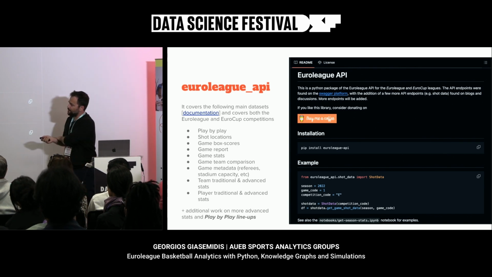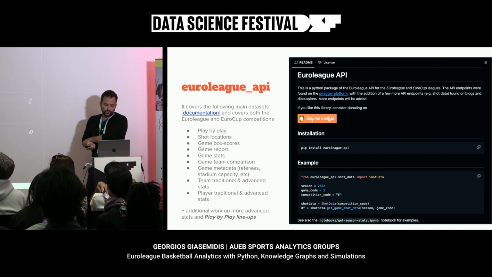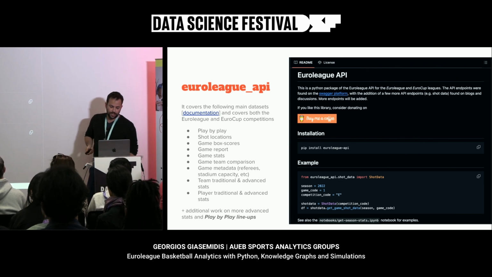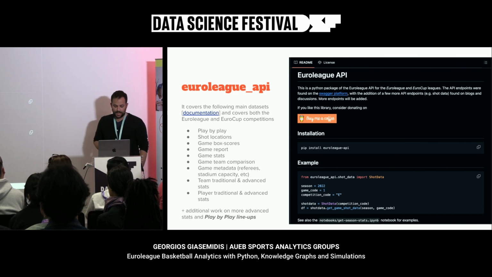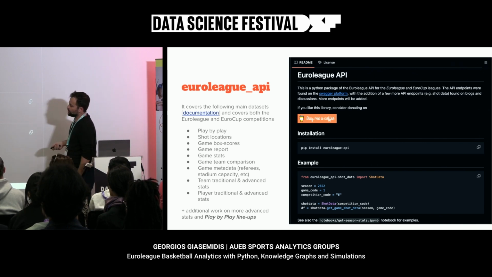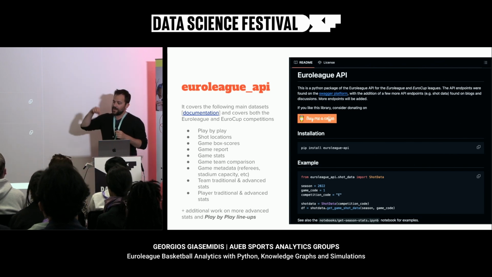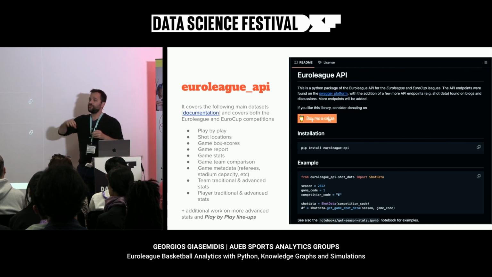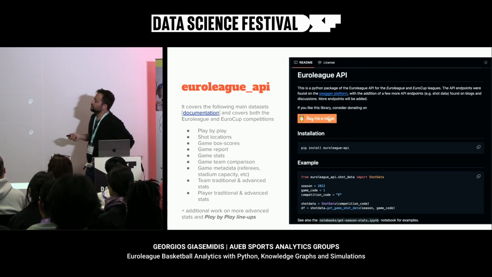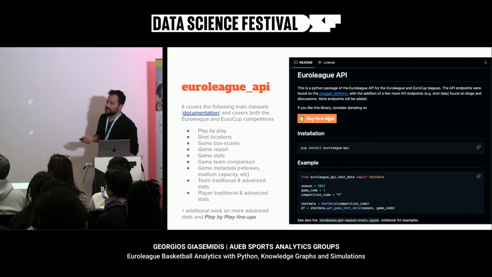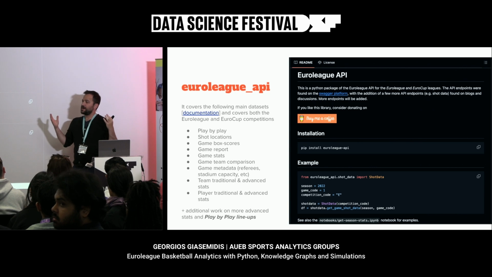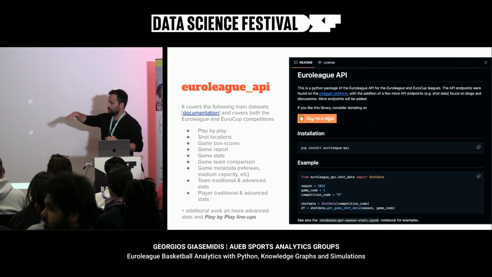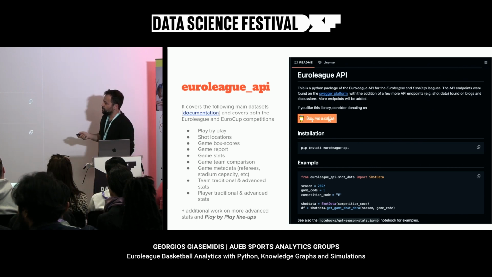So it covers play-by-play data, shot locations, game box scores, stats, report, team comparison, metadata, team and player, both traditional and more advanced analytics. And on top of that, we did a little bit of work to derive lineups. Lineups meaning the players from each team that are on the court, for every single action covered by play-by-play. That was a game changer because you can do so much more analysis knowing which players are on the court every time an action is reported in this data.